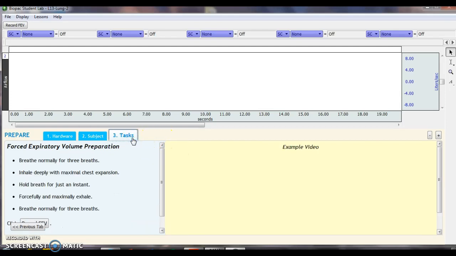Then you're going to take 3 normal breaths. You're going to inhale as deeply as possible, then forcefully exhale and hold it for 3 seconds. It is going to mess things up if you do not hold it for 3 seconds. So I am going to then follow the procedure.